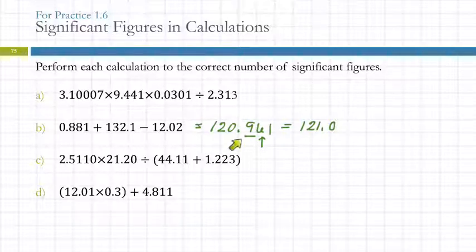I set out to keep 1 decimal place. I have to have 1 decimal place in my answer. I can't just say 121. I need to say 121.0. Questions about that one?